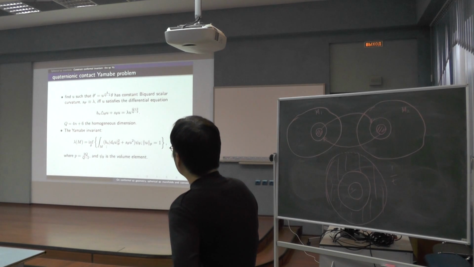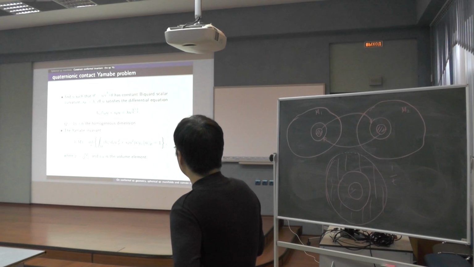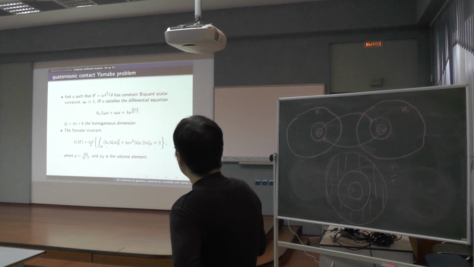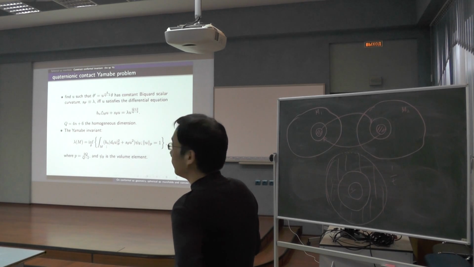And we have the Yamabe invariant. The invariant is essentially the integral of the horizontal gradient squared plus the scalar curvature times U squared, where the P norm of U is equal to 1 and P is the Sobolev exponent. And take the infimum, we get the Yamabe invariant. This invariant is the invariant of the conformal class.